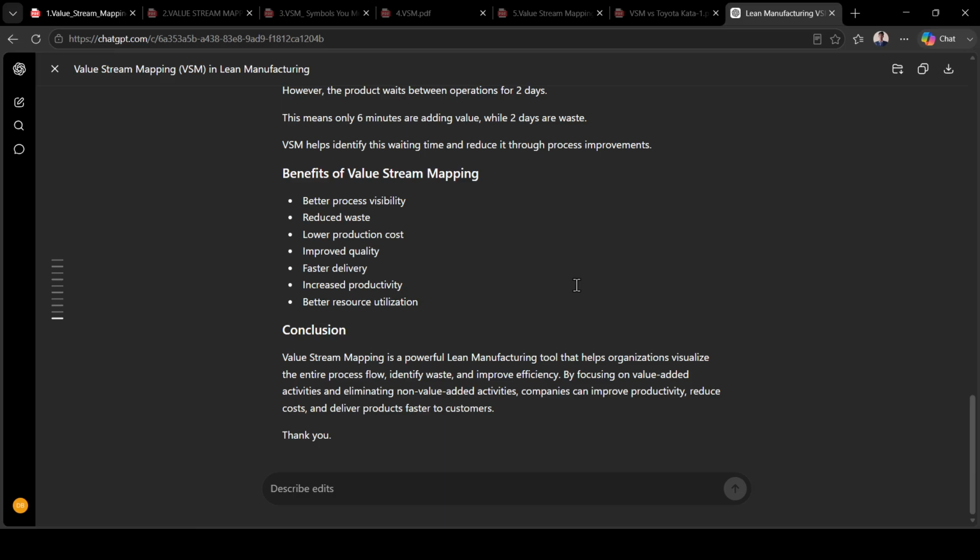Conclusion. Value stream mapping is a powerful lean manufacturing tool that helps organizations visualize the entire process flow, identify waste, and improve efficiency. By focusing on value-added activities and eliminating non-value-added activities, companies can improve productivity, reduce cost, and deliver product faster to the customer.